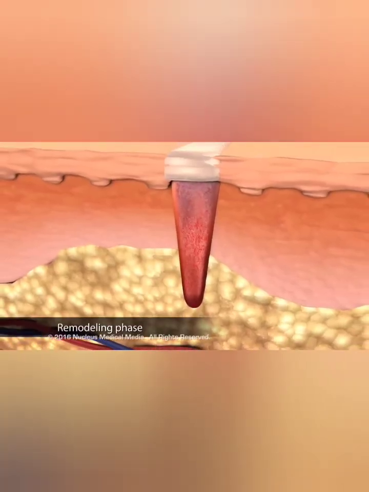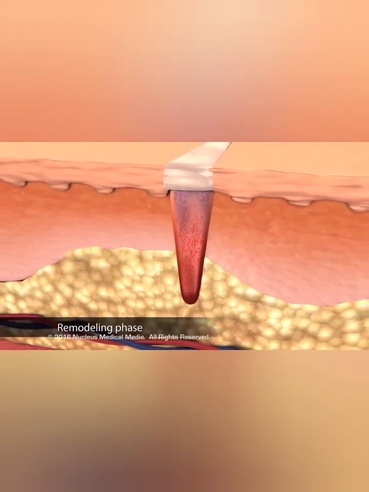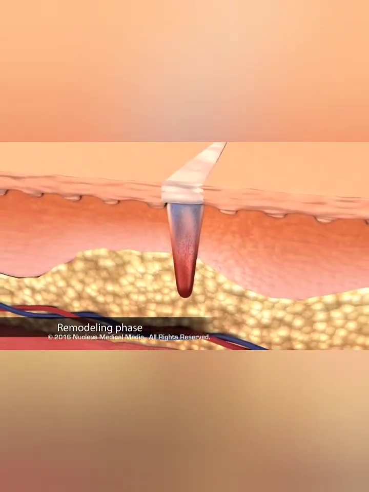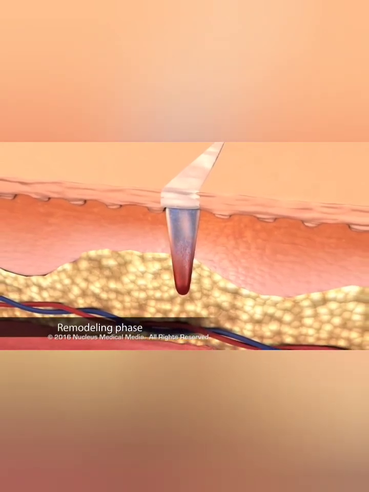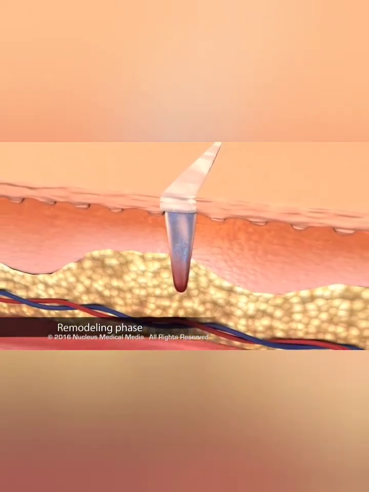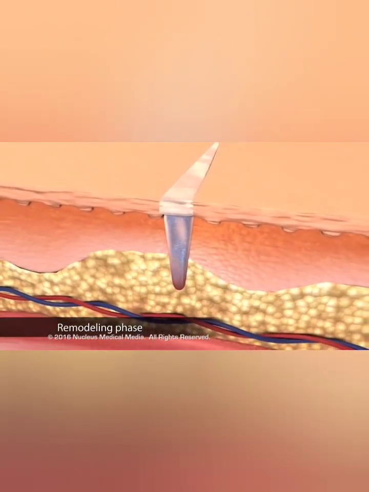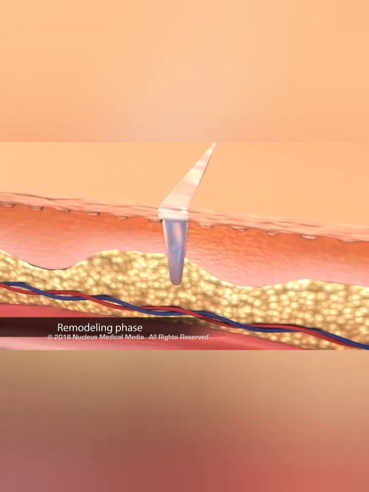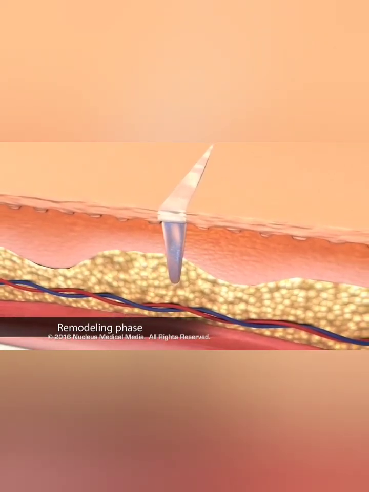The remodeling phase begins several weeks after the injury and can continue for years. During this phase, a new, more organized collagen matrix forms in the wound bed, and capillaries disappear, leaving an avascular scar.